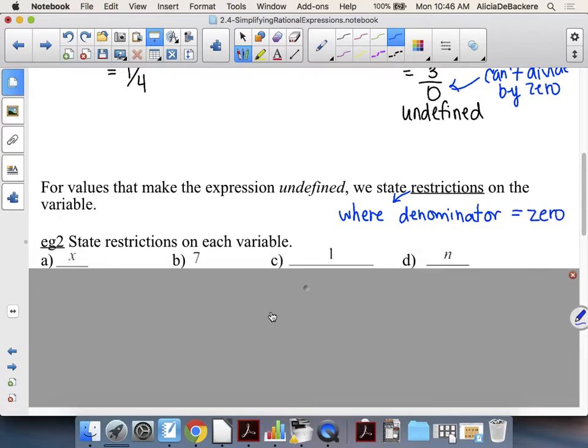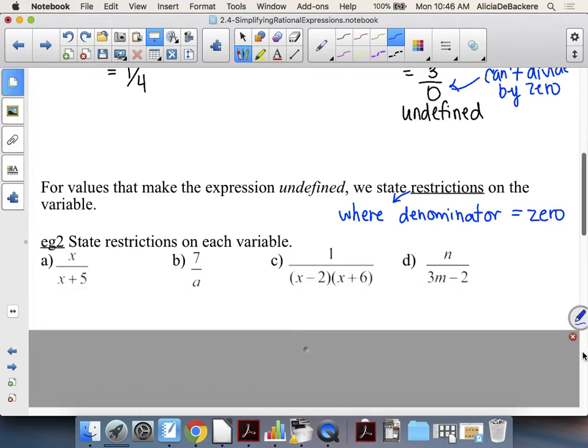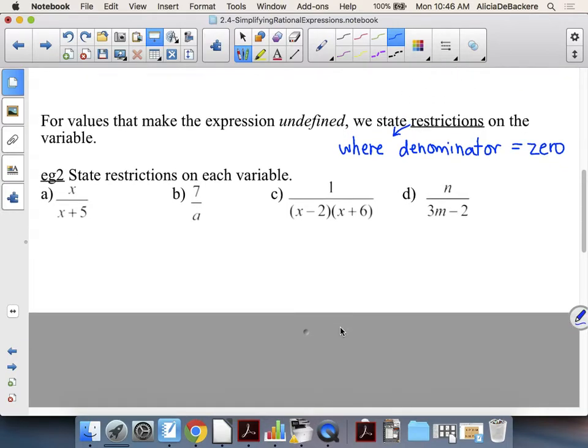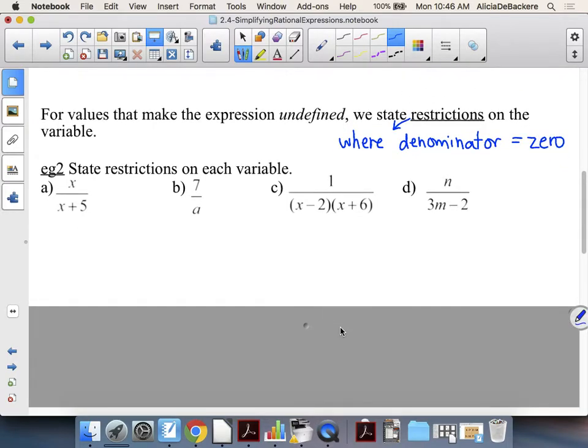So for example 2, we're just going to state the restrictions on each of the variables in each of these cases. Remember, those restrictions come from whatever number would make the denominator equal to 0. So what I want in part A is to make sure that x plus 5 does not equal 0. If it equals 0, then I'm going to get an undefined expression. So if x plus 5 cannot equal 0, then that tells me that x cannot equal negative 5.